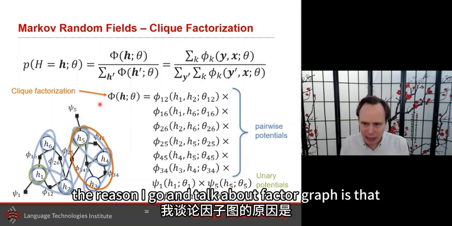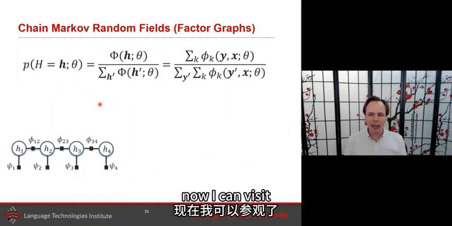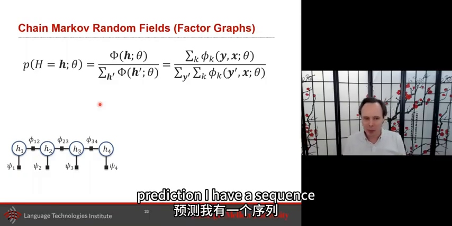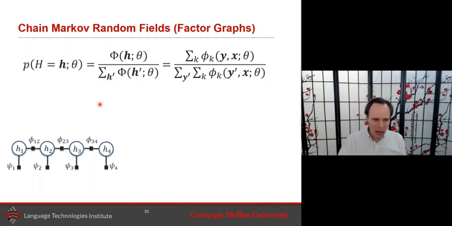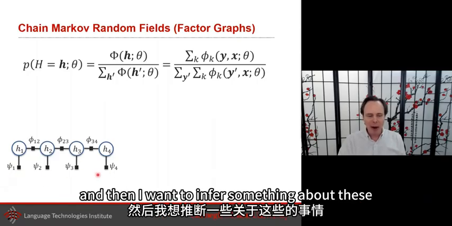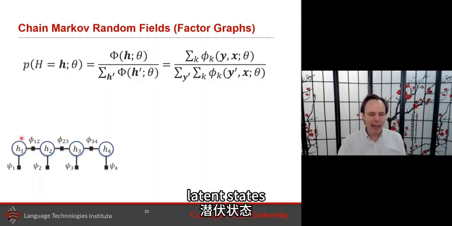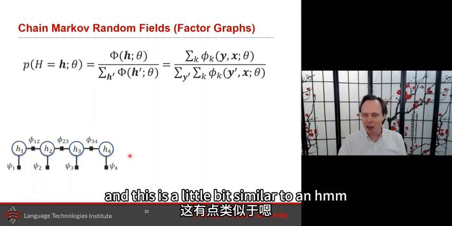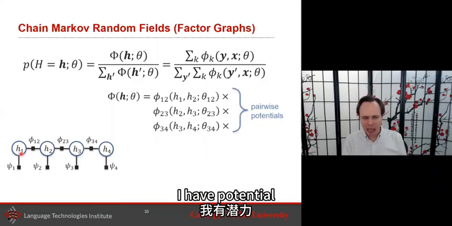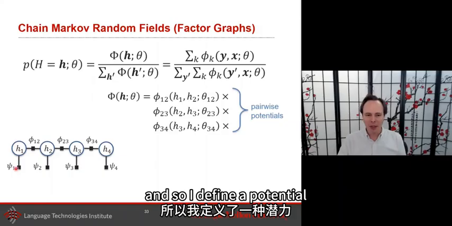The reason I go and talk about factor graph is that now I can visit the classic problem, sequence prediction. I have a sequence of observations. I have many observations, and then I want to infer something about these latent state. And this is a little bit similar to an HMM, okay? So this is like at every point in time, I have potential, and so I define a potential.